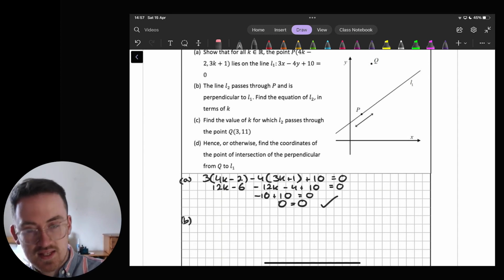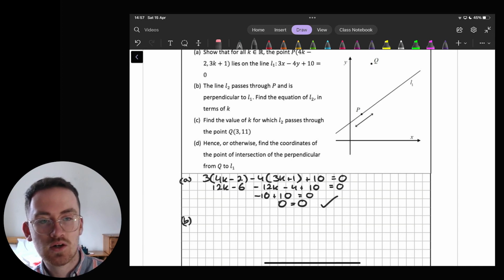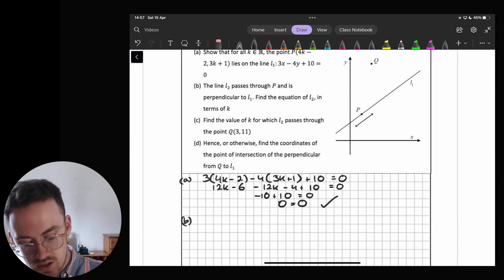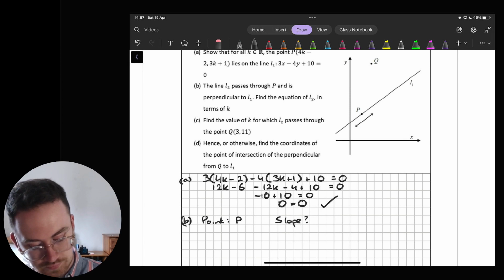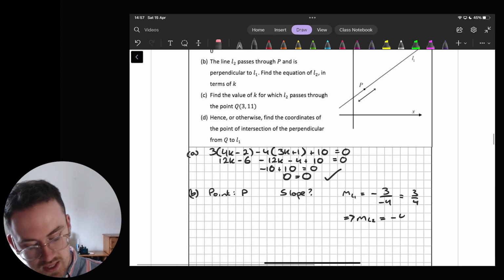Part B then says the line L2 passes through P and is perpendicular. Find the equation of L2 in terms of k. So we have our point. So our point is P. Our slope, well, let's get the slope of L1 first. The slope of L1 is minus a over b, so minus 3 over minus 4, which is 3 over 4. And that means that the slope of my L2, the perpendicular one, will be minus 4 over 3.